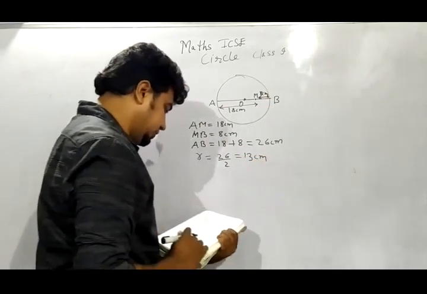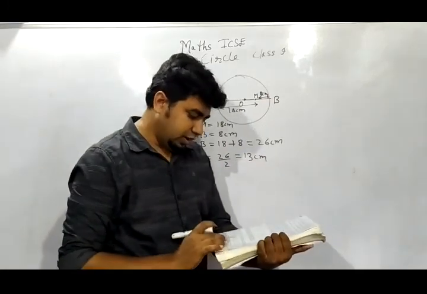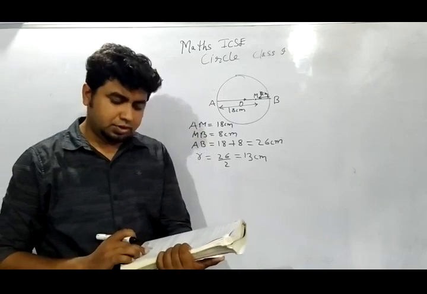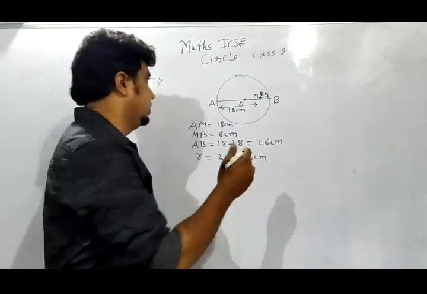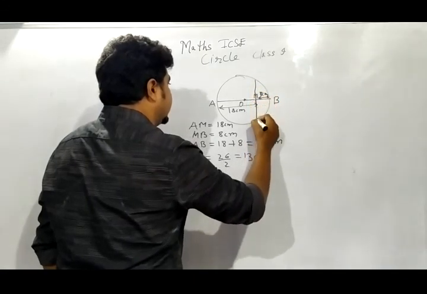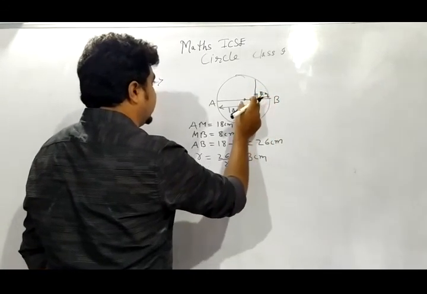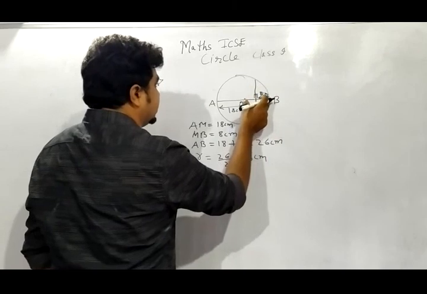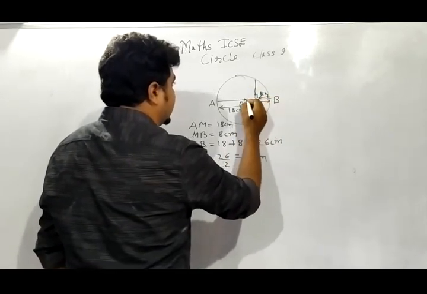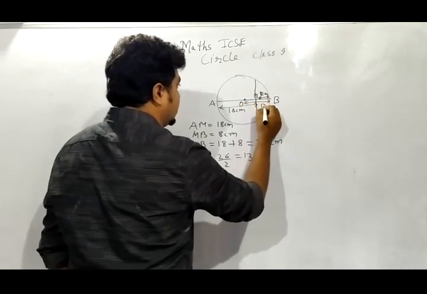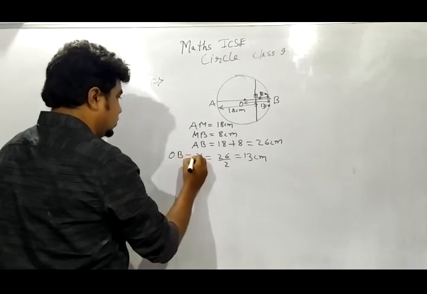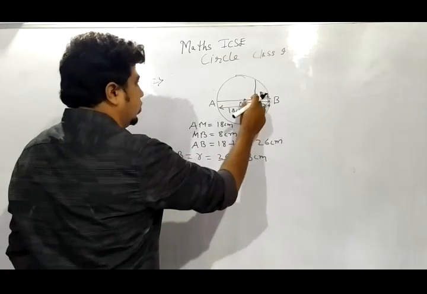Now in the question we have to find the length of the shortest chord through M. It means the chord will be passing through point M, like this. This is the length of the chord we have to find. This entire distance is 13 centimeter, so I can say OB is equal to 13 centimeter.